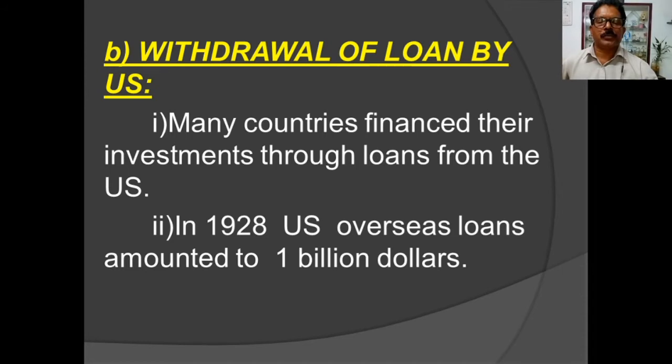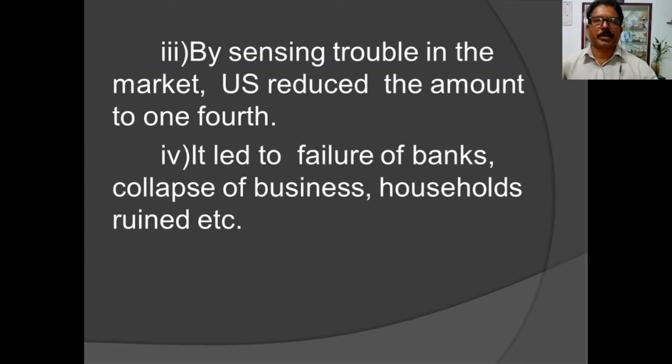In 1928, US overseas loans amounted to $1 billion. In 1928, America gave about $1 billion as loans to other countries, especially European countries. Between 1920 and 1930, there was something fishy in the market, some trouble in the market, or as people say, you smell a rat in the market. So sensing some trouble in the market, the US reduced the amount of loan to other countries to 1/4. Between 1929 and 1930, where they earlier gave $1 billion, now they are giving only $25 million.